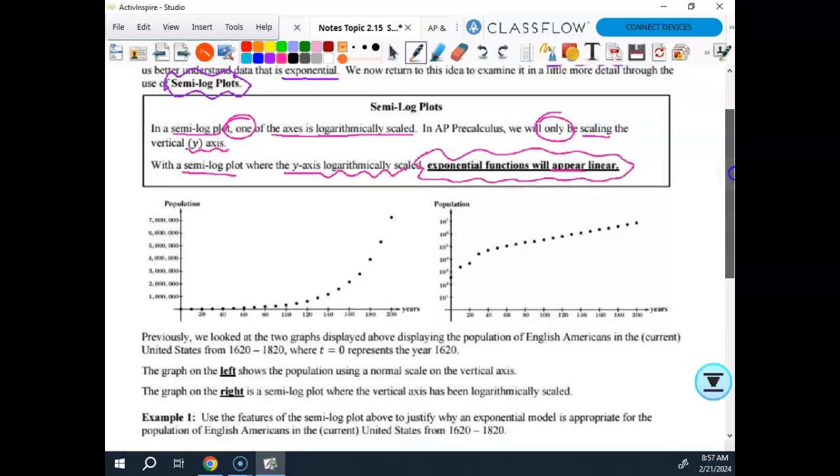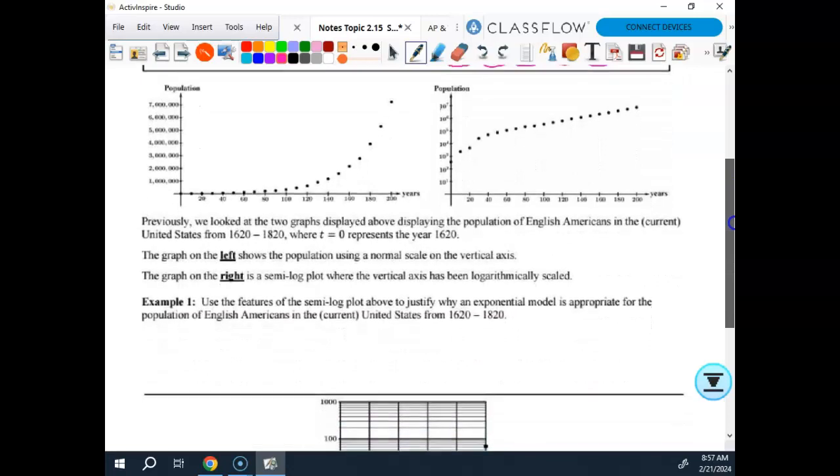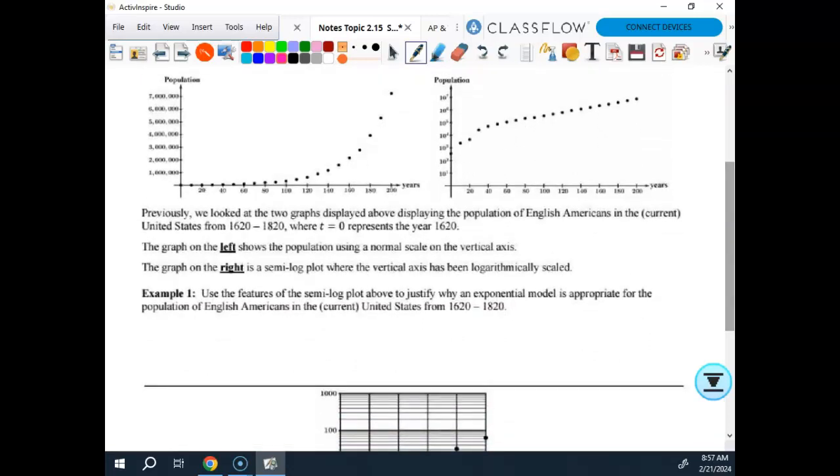So when we look at this graph, this is the same graph that you had on your notes in 2.9. It's from the two graphs that displayed the population of English Americans in the current United States from 1620 to 1820. So the graph on the left here shows the population using a normal scale on the vertical axis. And we can see that for the first 100 years or so, it doesn't look like there was much change at all. Okay, and then it changes drastically as we go on. But there was quite a bit of change in the first 100 years.